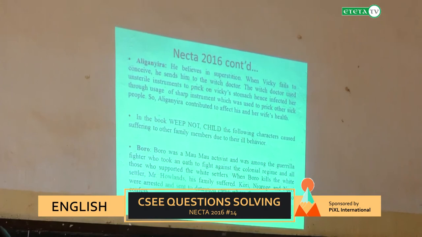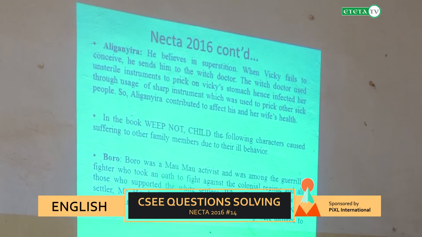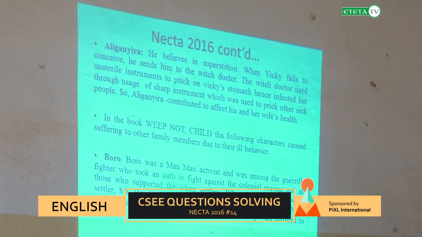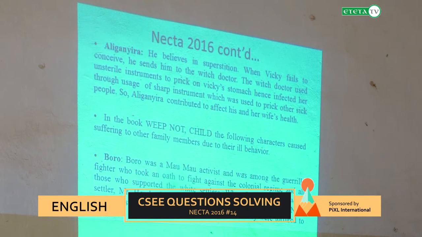So Arganira contributed to affecting himself, first of all, but also to affecting his wife. It started with Vicky, but because Vicky is his wife, it means the infection went to him as well, okay? Yes. So one mistake caused by one person brings suffering to many people. So bad behavior of someone can lead to disaster in the community. So that is about Past Like a Shadow. You have to use four characters, okay? You have to use four characters.